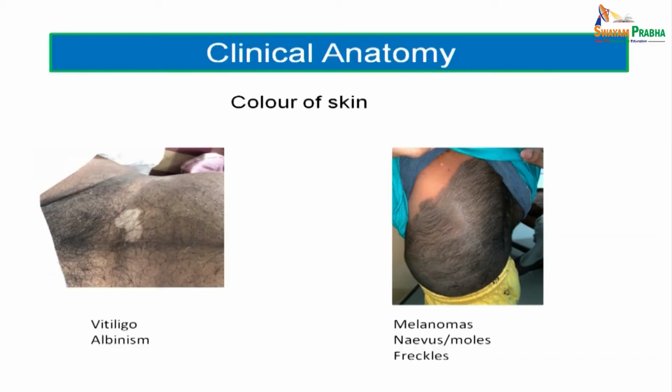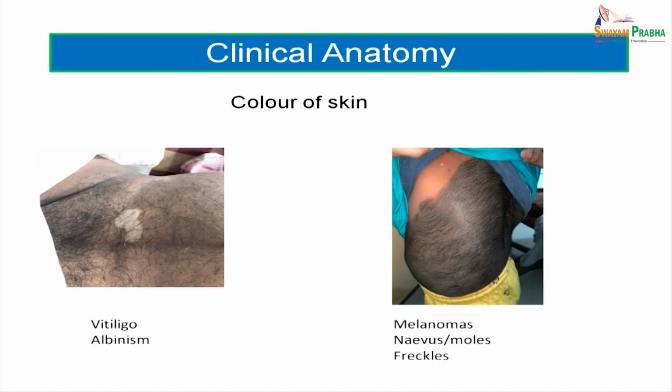In case there are zones of depigmentation, this is a typical case of vitiligo, where there are patches of depigmented skin. Either the melanocytes are not present in this region or they are not functioning. There is another extreme case where there is total depigmentation of the body. The condition is called albinism. It is an autosomal recessive disorder where the enzyme tyrosinase, which is present in the melanocyte, is not active. So, there is complete depigmentation of the body.